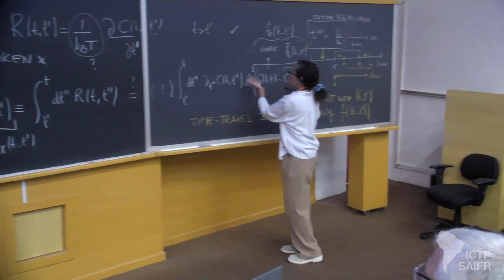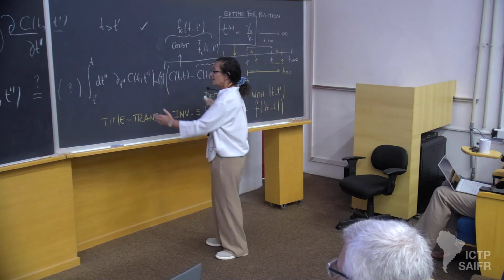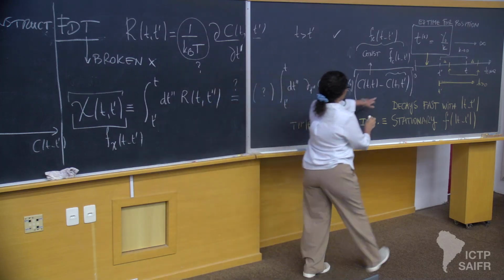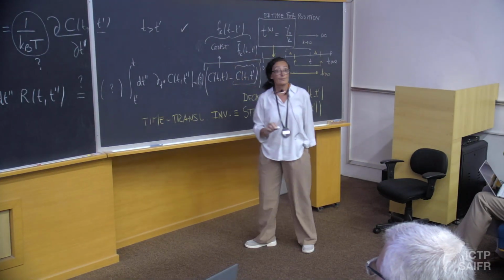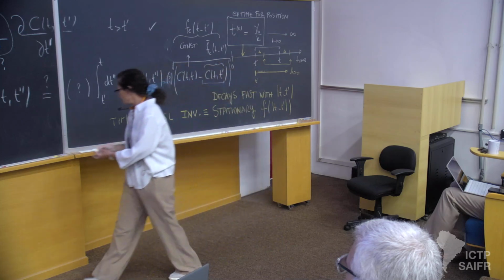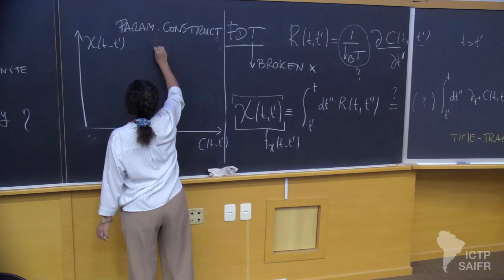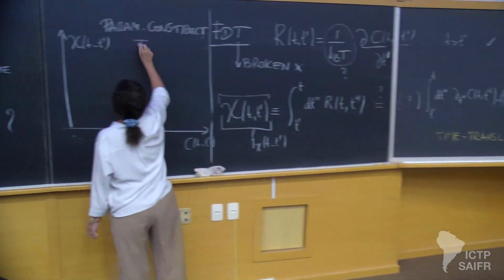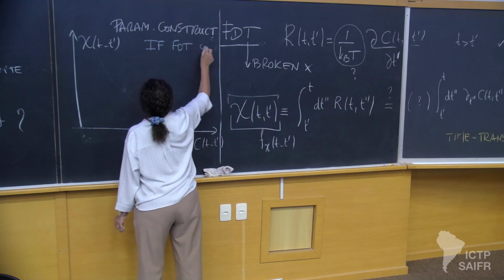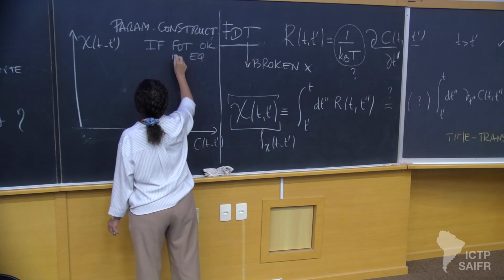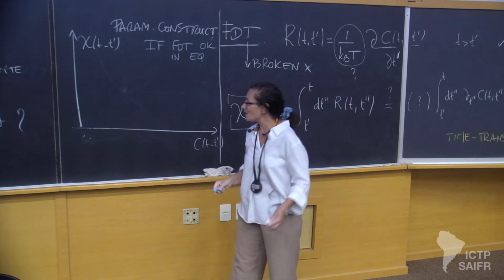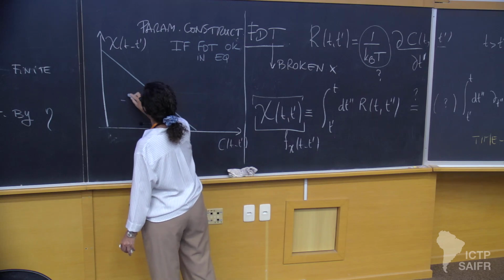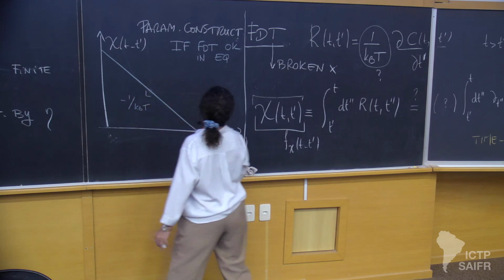Okay, if FDT were to hold, there would be a linear relation between this and this one. So let me write in red what it is if FDT holds, in equilibrium. In the previous problem I told you about, that would be a relation like this, with a slope of -1 over kBT. You see it from here.